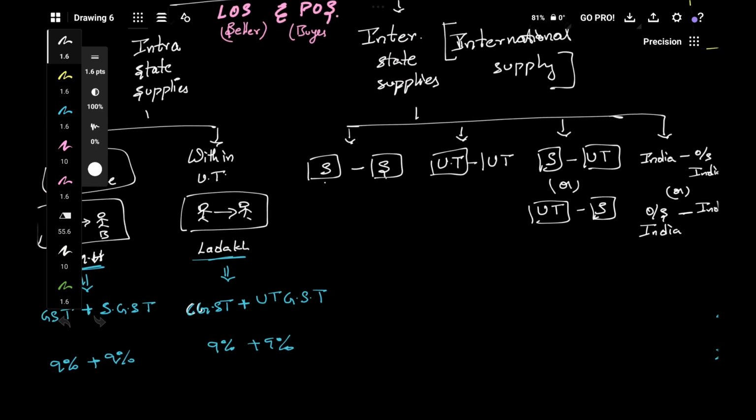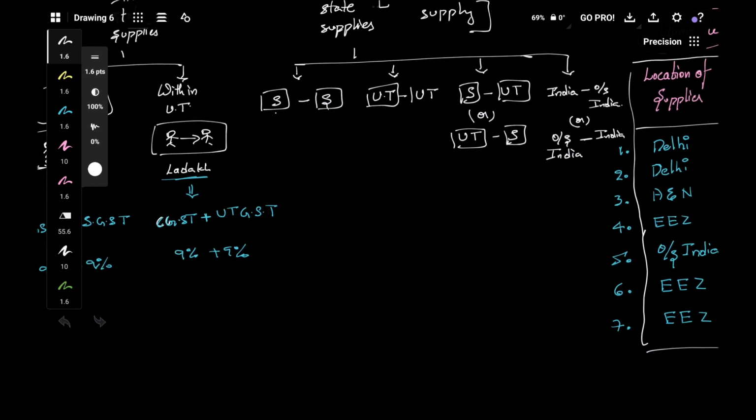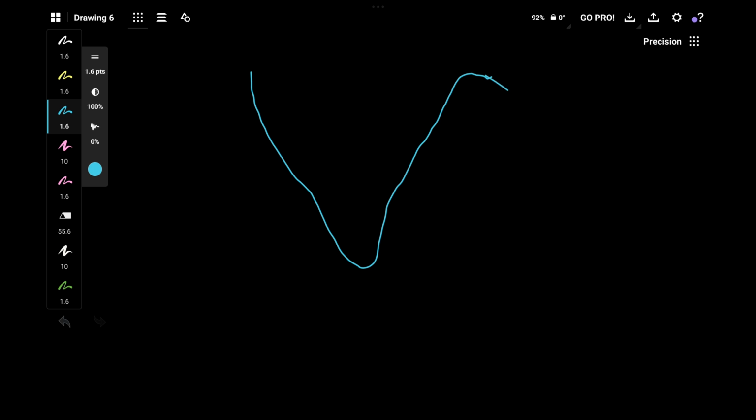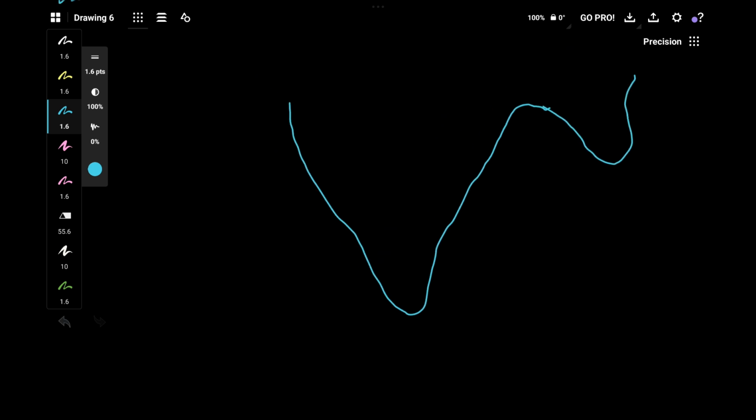Now let's discuss interstate. I'll discuss some clear examples now. Let's assume this is the India map. Please don't question my drawing skills and all. Please bear with these things.